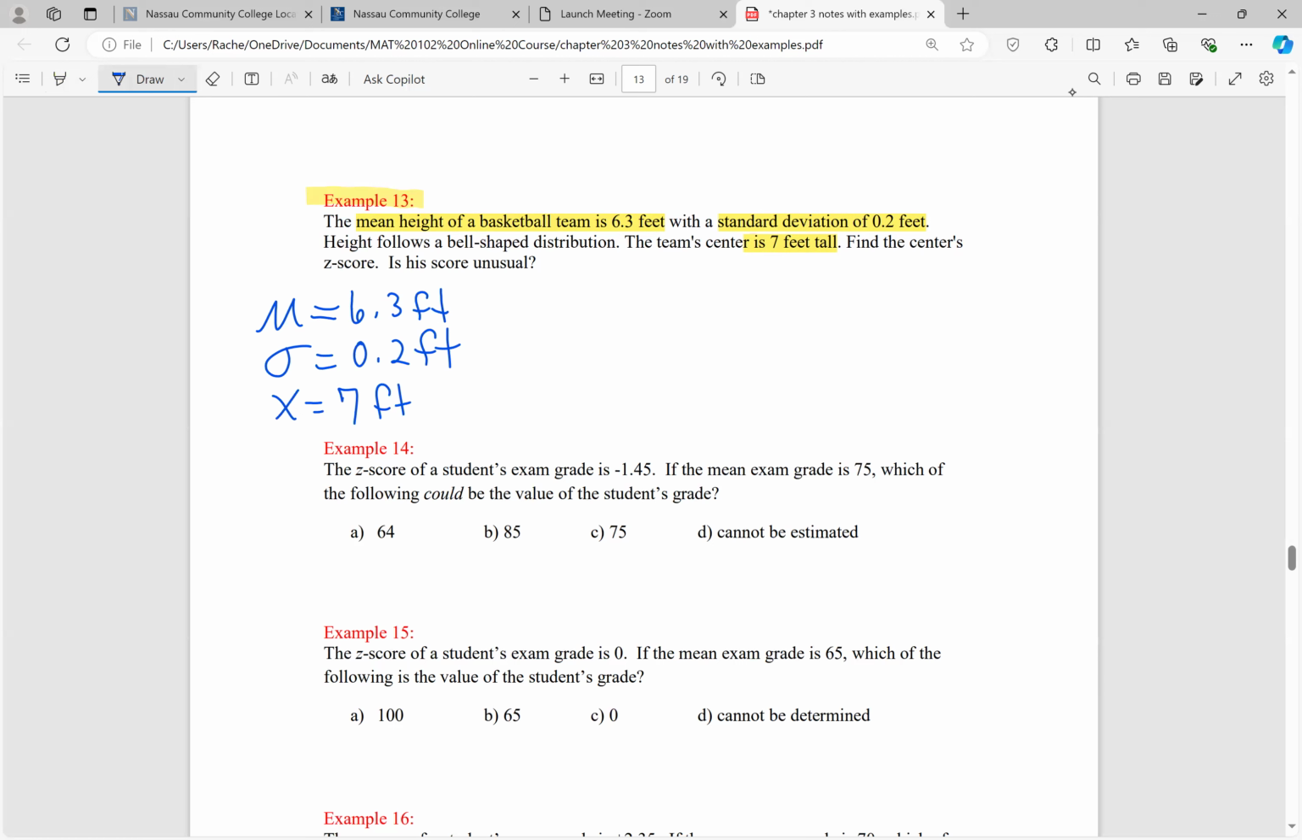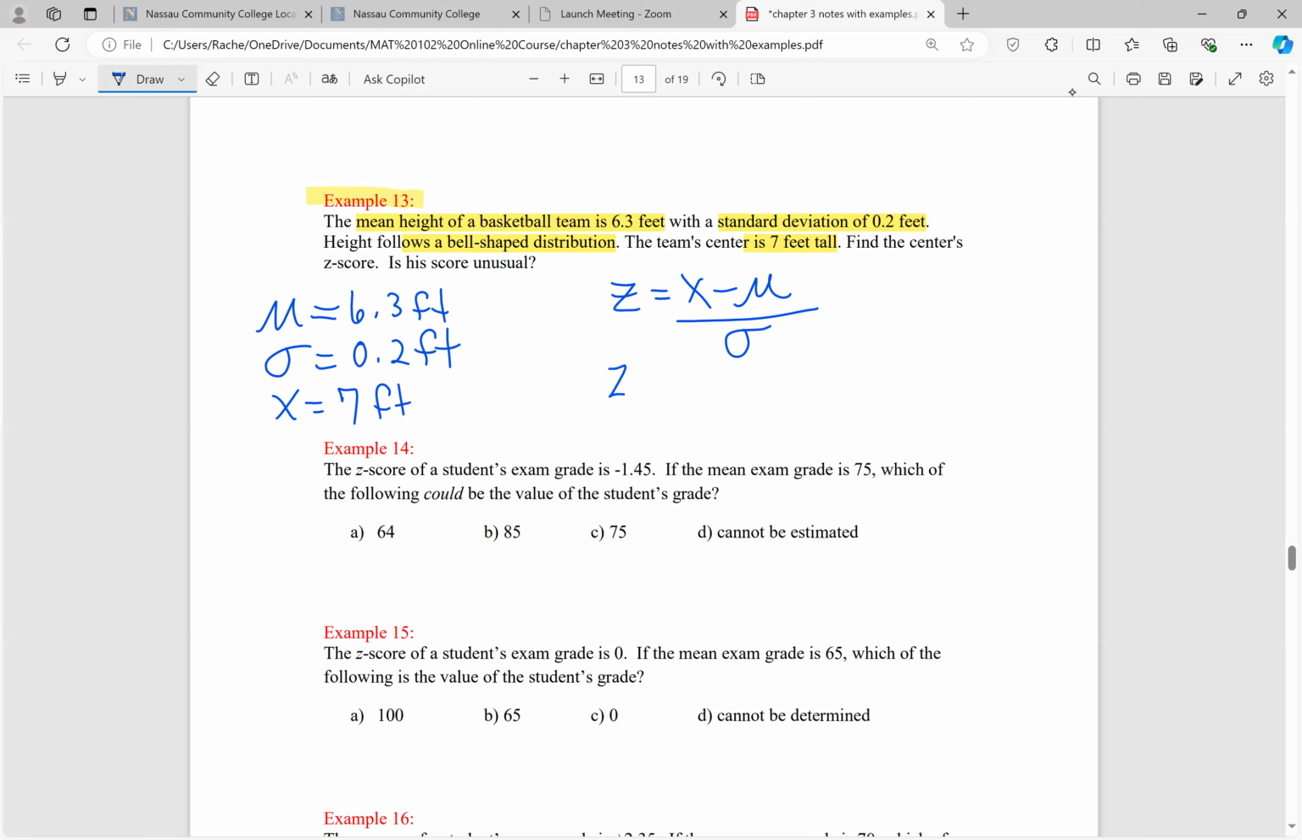And we're also told that height follows a bell-shaped distribution. So we can imagine what height looks like, right? We're imagining that bell-shaped curve with a mean of 6.3 in the middle. So we want to find the center's z-score. So let's just write down the z-score formula. So z is equal to the data value minus the mean over the standard deviation.